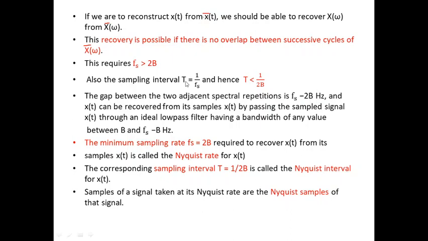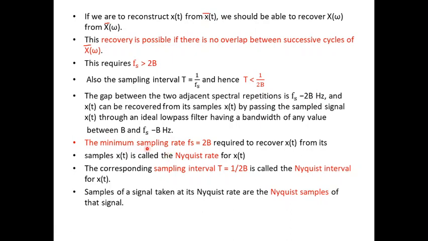And x of t can be recovered from its samples by passing the sampled signal x cap of t through an ideal low pass filter having a bandwidth of any value between B and Fs minus B. So the minimum sampling rate Fs equal to 2B required to recover x of t from its samples x cap of t is called the Nyquist rate for x of t.